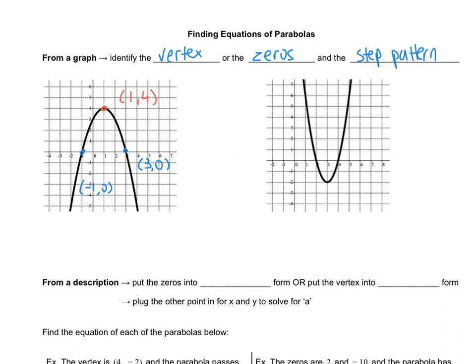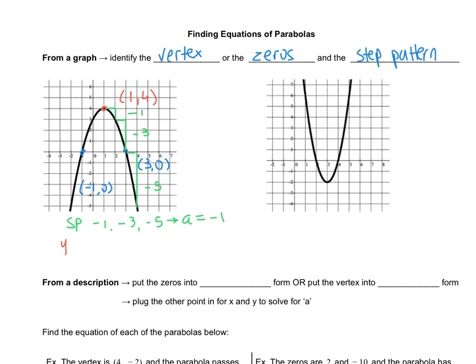Now let's just look at our step pattern to figure out our a value. So I'm going to go from the vertex, and when I move to the right one, I go down 1. So that would be -1. Then to the right one, down 3. To the right one, down 5. So my step pattern here is -1, -3, -5, which just means that our original 1, 3, 5 has been multiplied by -1. So our a value is -1.